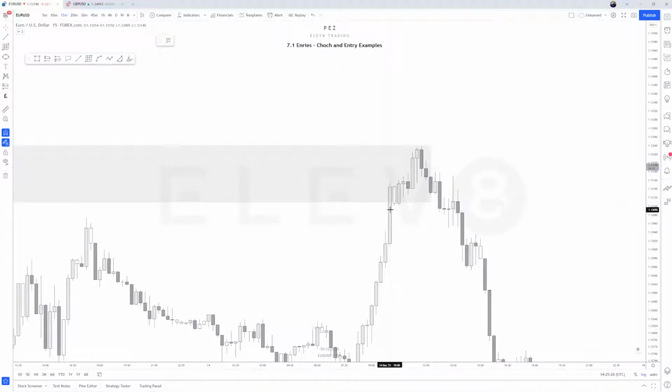So we mark up the high here. And as you can see, all of these candles trade above each other. So there's no pullback within this leg. The only pullback is down here. And we get an inside bar inside this.